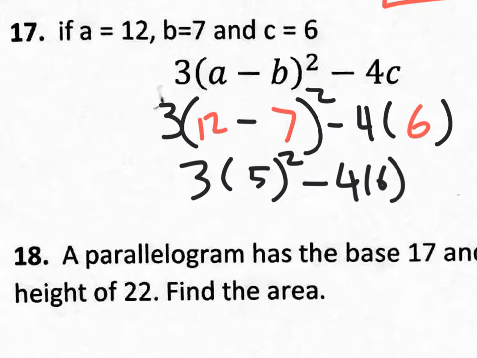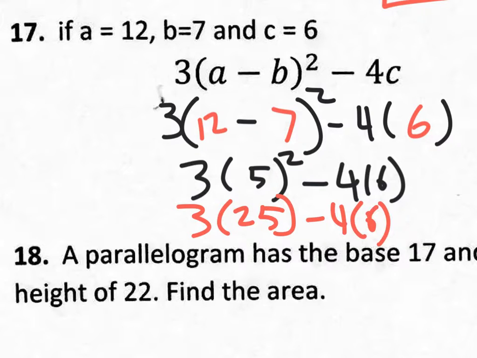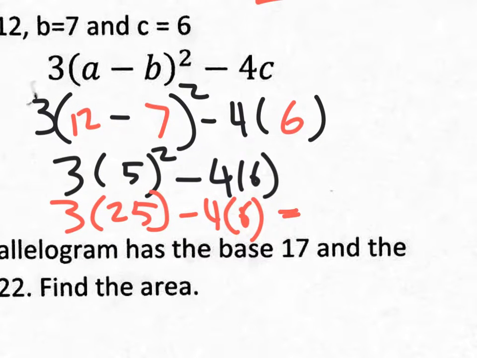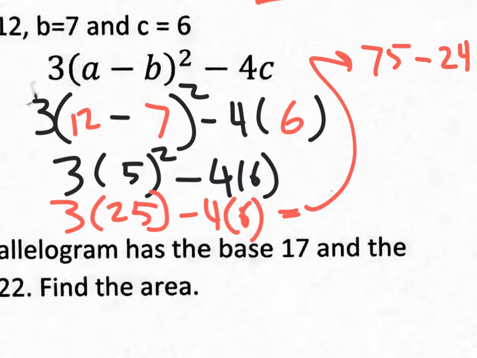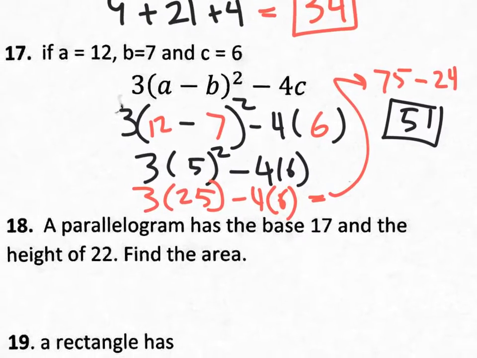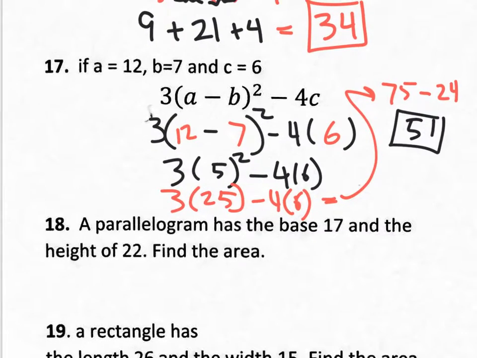So you're going to have 3 times 25, because 5 squared is 25. And then you still have the minus 4 times 6. Let me write it up here. 3 times 25 is 75, and 4 times 6 is 24. So you have 75, take away 24, that answer is 51. So 51 is your final answer for that problem of simply evaluating. All you do is plug in the numbers and work out the math.